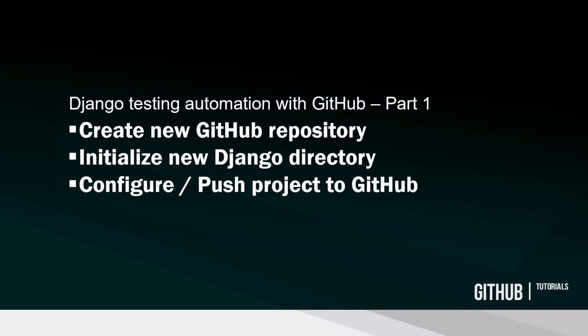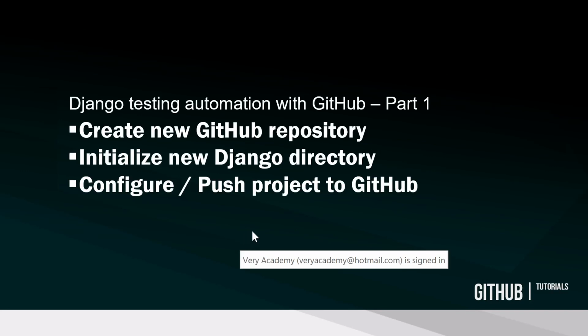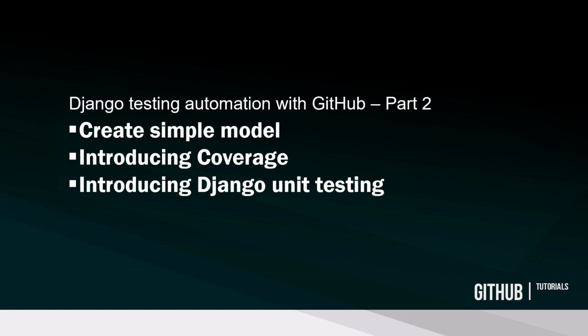Okay, so that was a brief overview of getting the new project started, initializing the Git repository in your Django project directory, and then configuring and pushing your project over to GitHub. So now we've done that, let's move ahead. We're going to create a simple model for our application, and then I'll take you through an introduction to coverage, so you've got a general idea of what it is, and then you can go off and explore some of the other features that it provides.